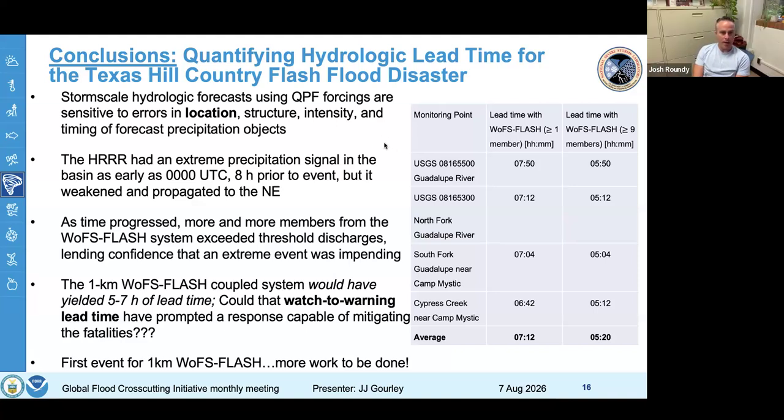Cool. Okay, last question. You might have mentioned this, but I forgot. How are you doing the ensembles for the WOFS? Yes, so the ensembles are created.